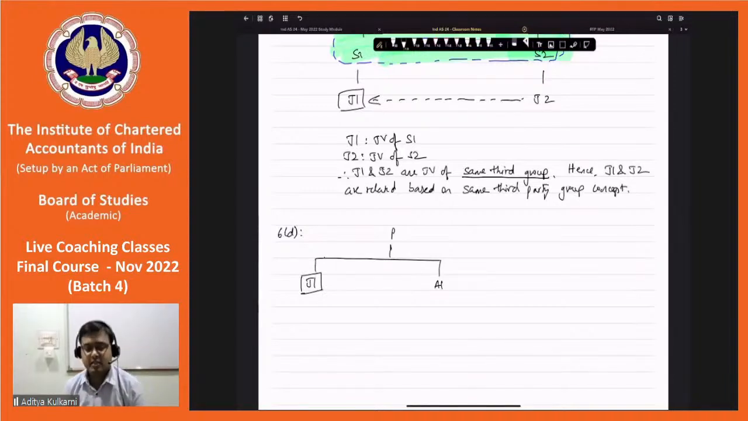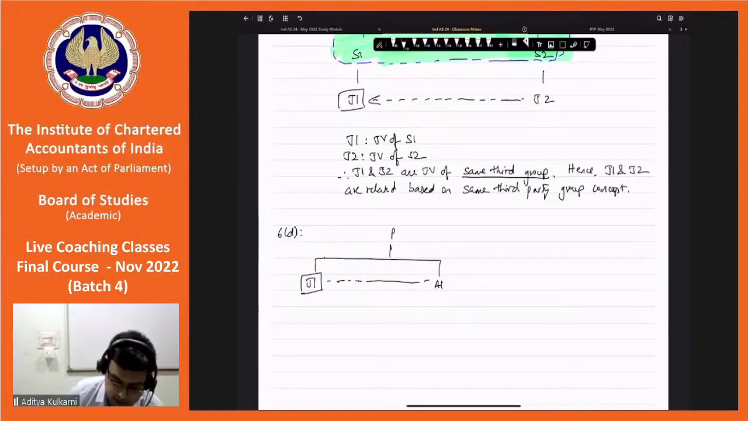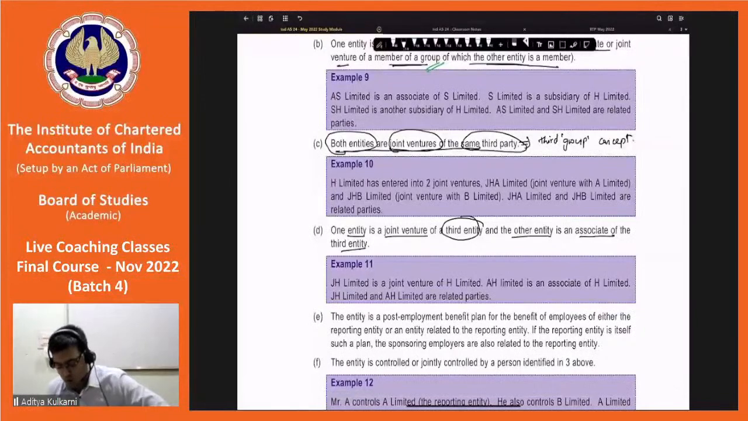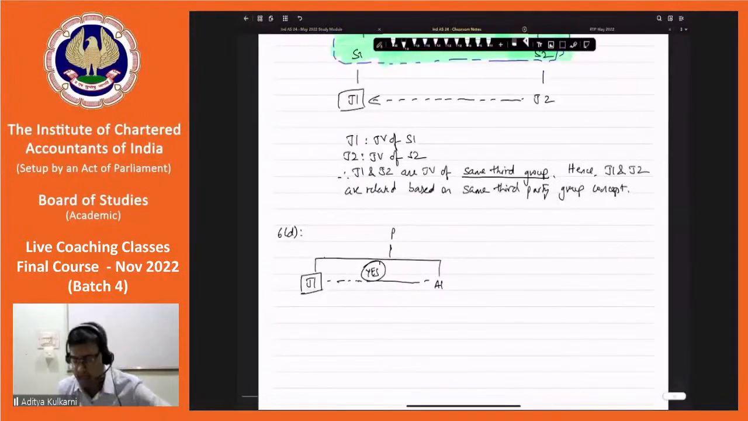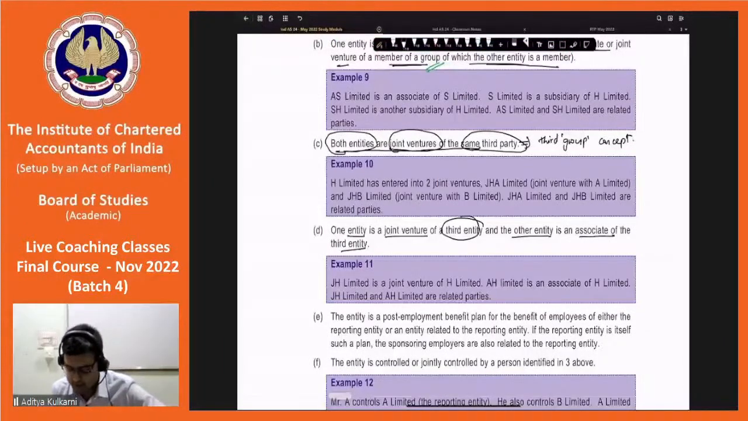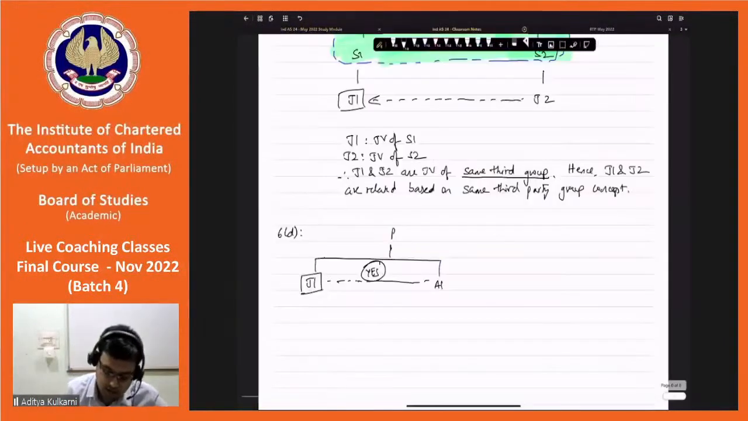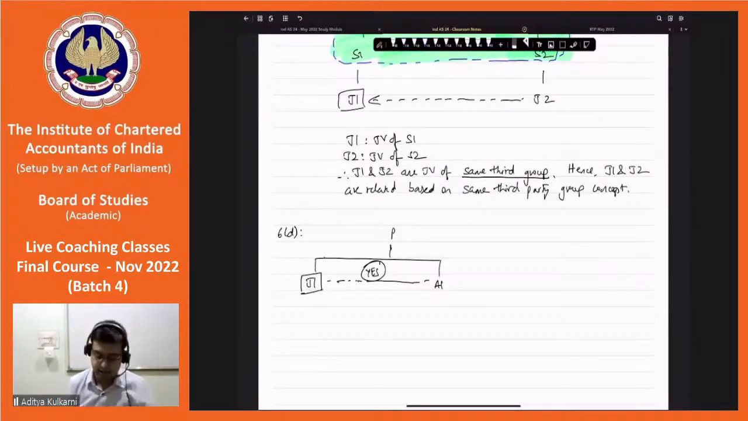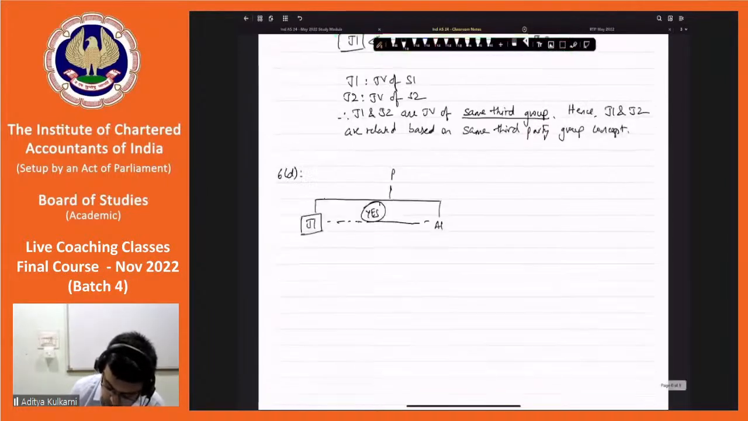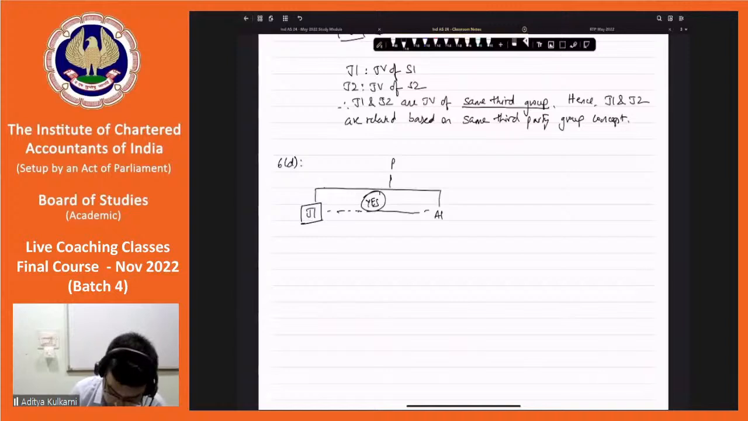So if you are preparing J1's financial statements, is the associate related to a joint venture? Answer is yes, by virtue of clause 6D. One entity is a joint venture, so J is a joint venture of the third entity. The other entity is an associate of the third entity. And therefore, the answer is yes, they are related parties. Will I have the same group concept here also? Yes, you will have the same group concept here also.